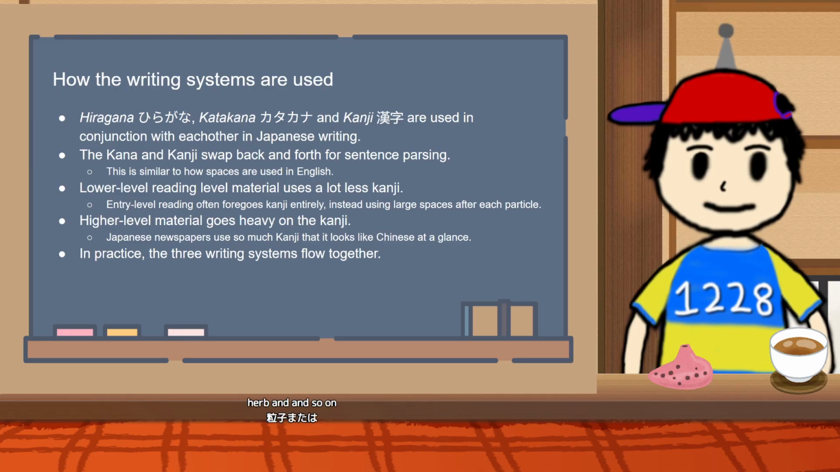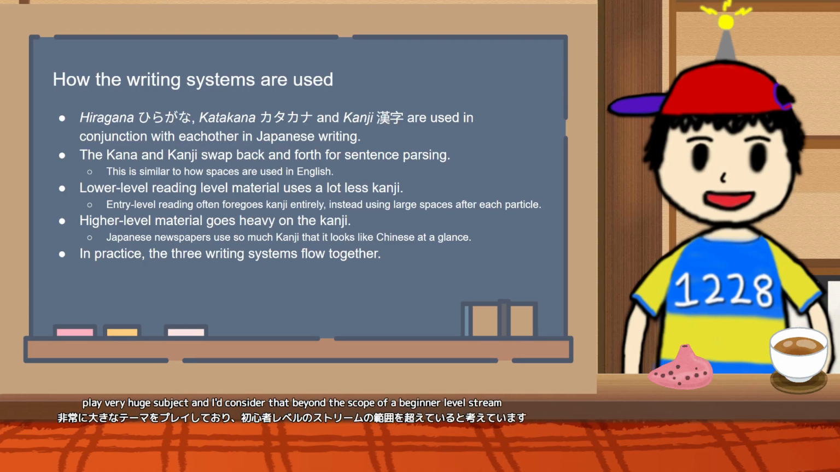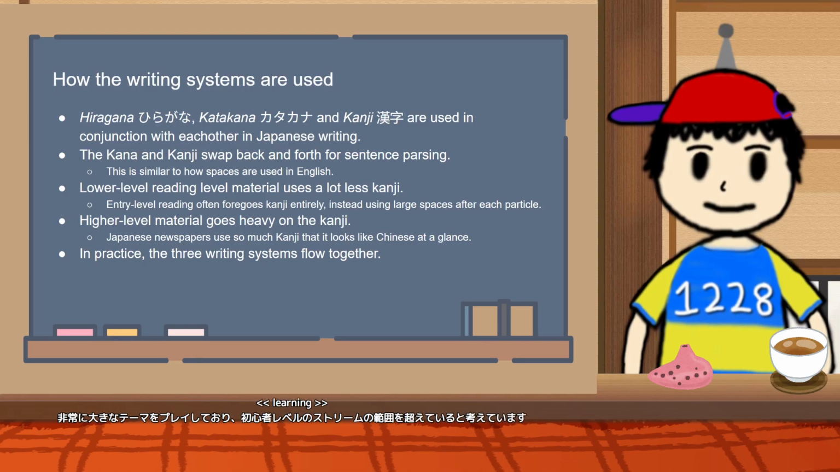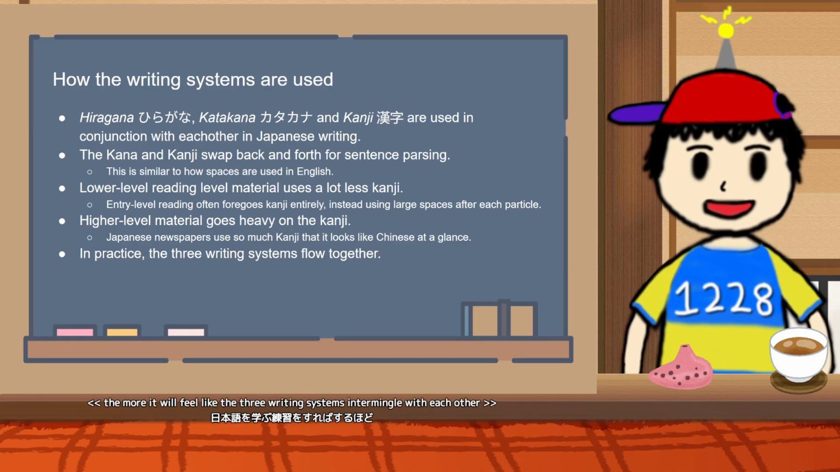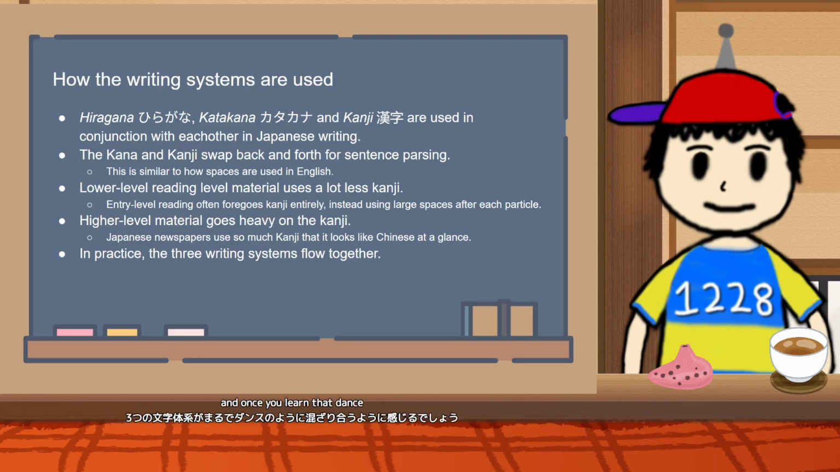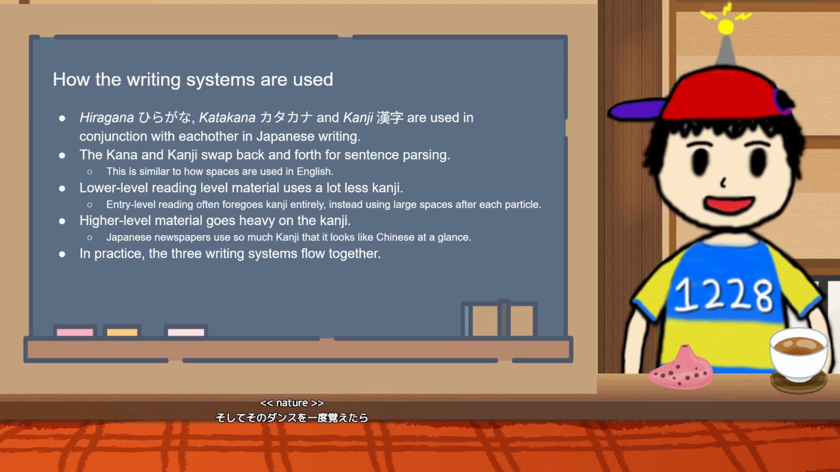and so on. We'll get into grammar a little bit later. We won't go deep into grammar this stream, because grammar is a very huge subject, and I'd consider that beyond the scope of a beginner level stream. Just know that the more you practice learning Japanese, the more it will feel like the three writing systems intermingle with each other, almost like a dance. And once you learn that dance, I'm not gonna say it becomes second nature, but it becomes very doable.